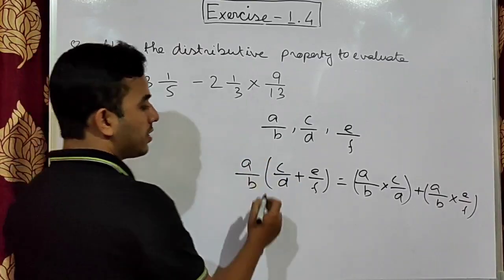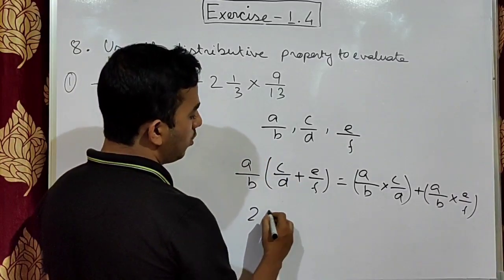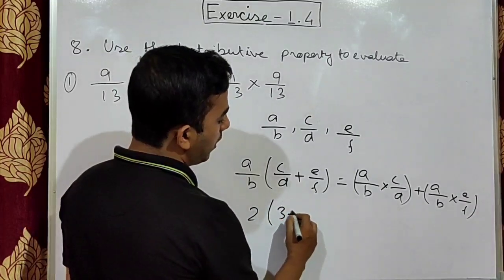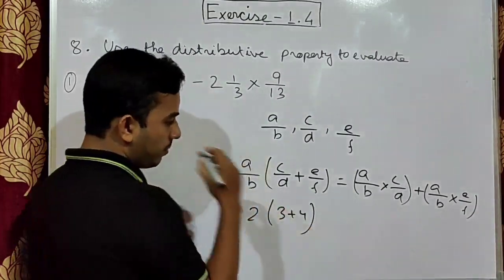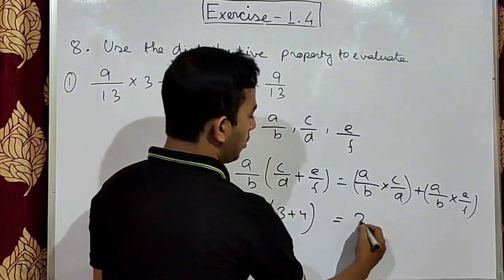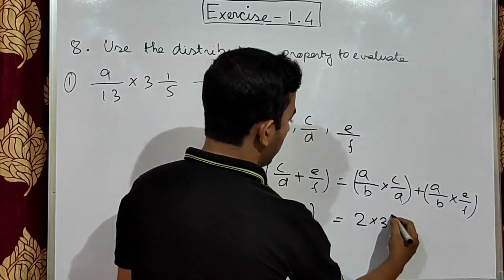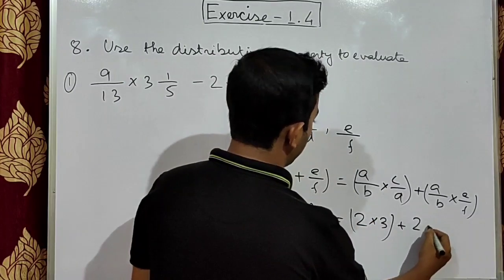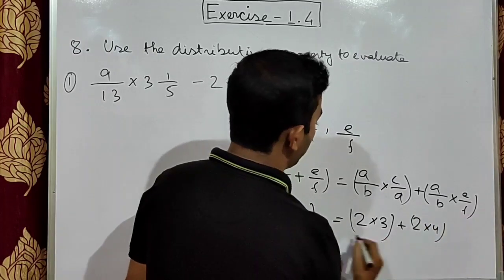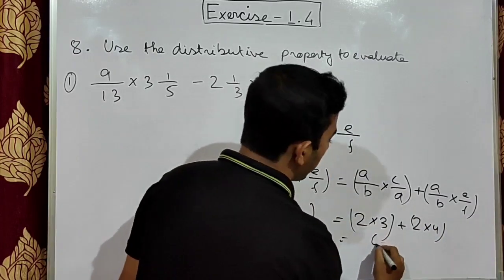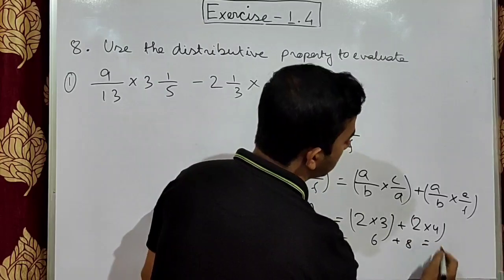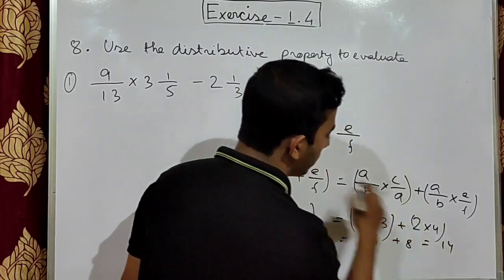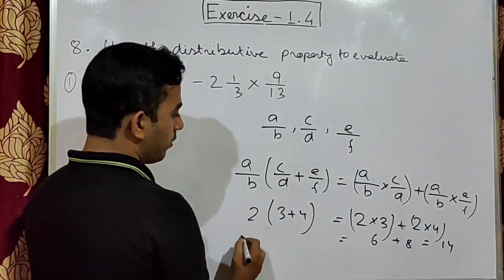Okay, so let's take any numbers. Suppose 2 into (3 plus 4). Now 2 into (3 plus 4) means what? 2 into 3, then plus 2 into 4. Look, 2 into 3 is 6. 6 plus 8. 6 plus 8 is how much? It is 14, right?